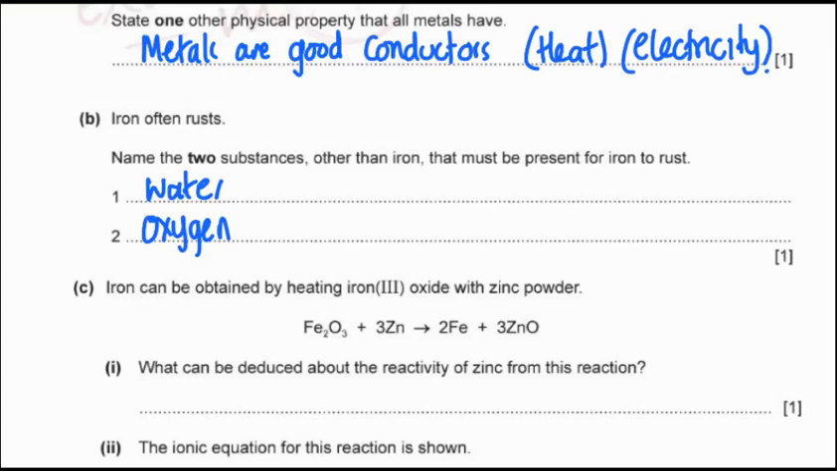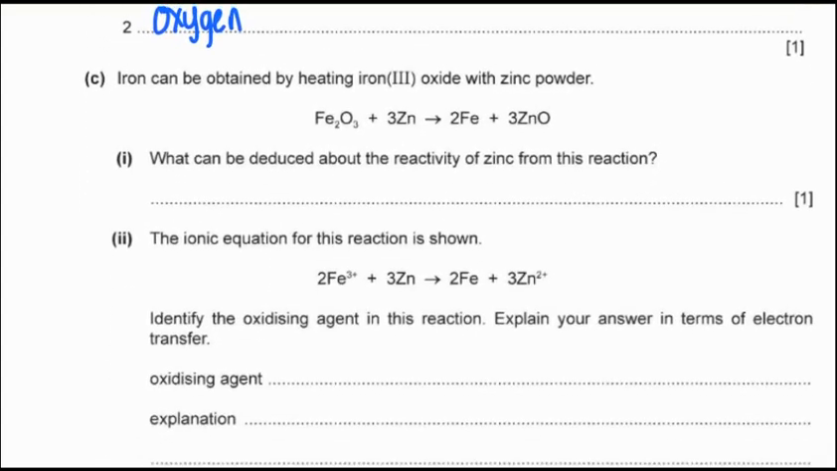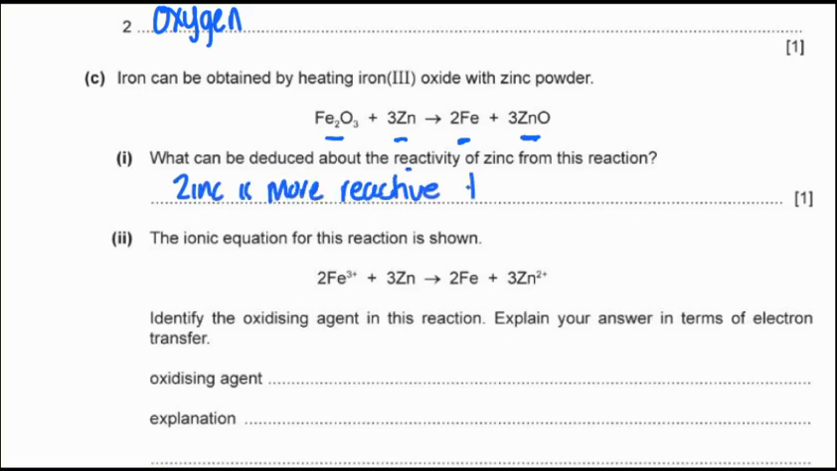Iron can be obtained by heating iron(III) oxide with zinc powder. So we've got iron oxide, we add zinc. The zinc displaces the oxygen because zinc is more reactive, and we end up with the iron metal by itself. What can be deduced about the reactivity of zinc from this reaction? Well, we can deduce that zinc is more reactive than iron.